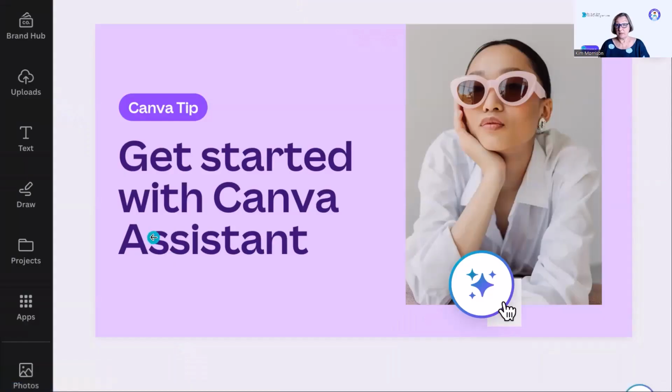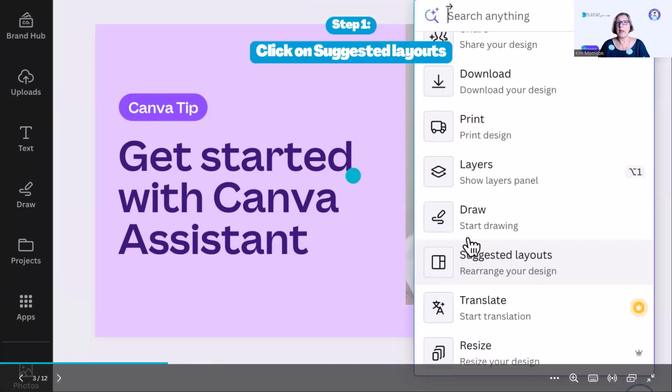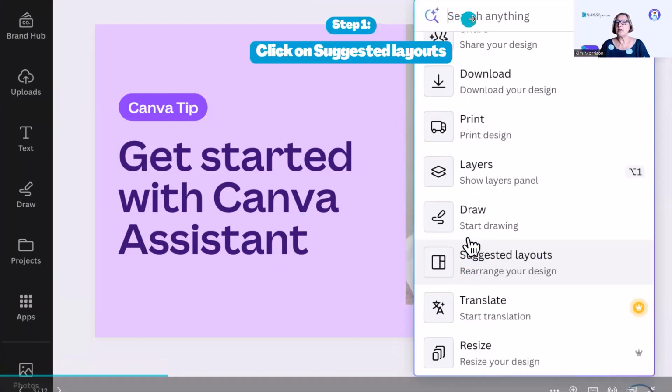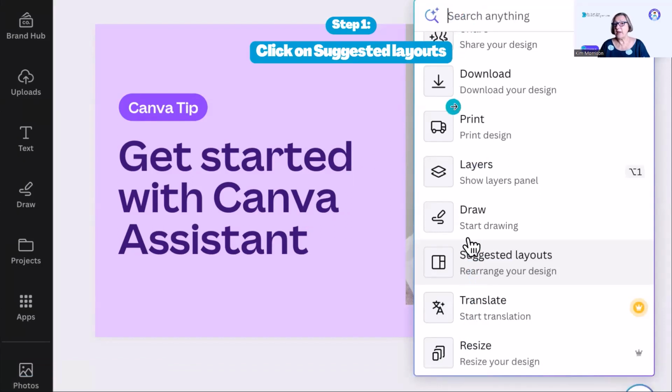Getting started, first thing you need to do is to click on the Canva Assistant button. And then you have this option that comes up of all these different things to do. You can either just search for anything here, or you can just look down the list and decide what you want to do. And step one is to look for suggested layouts so we can rearrange our design into something more interesting than just the boring, straightforward one we've just started with.